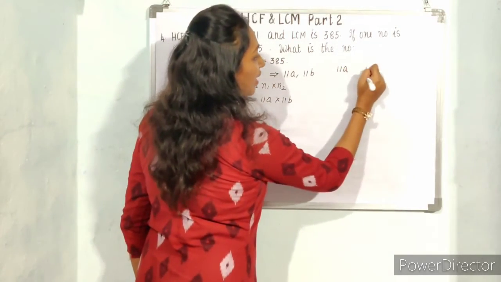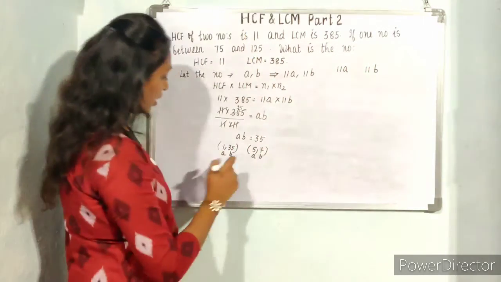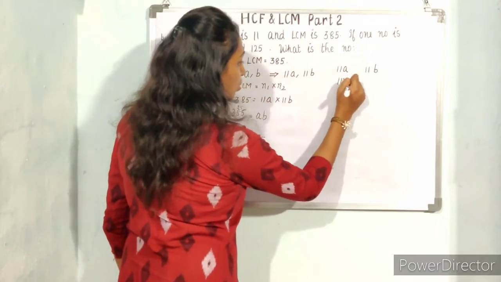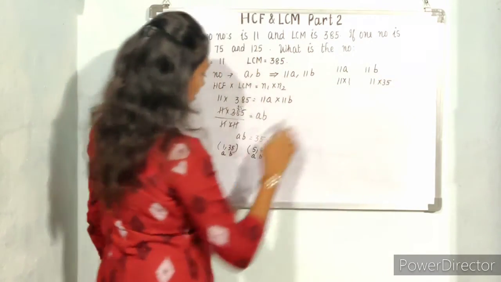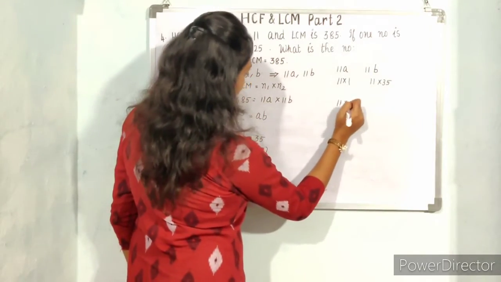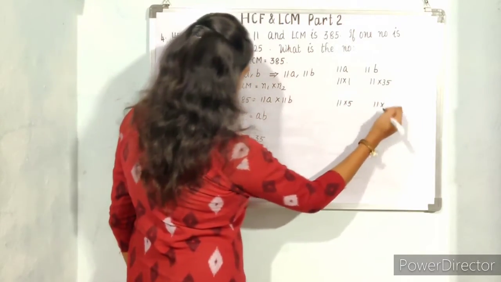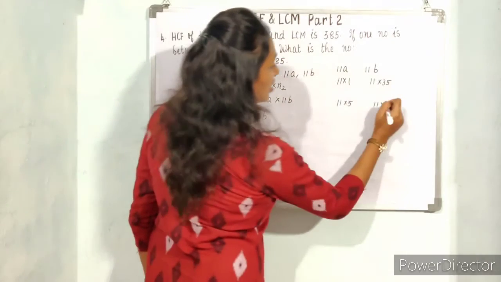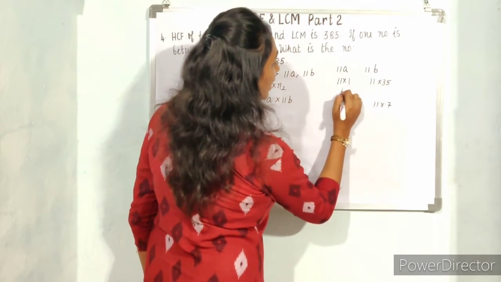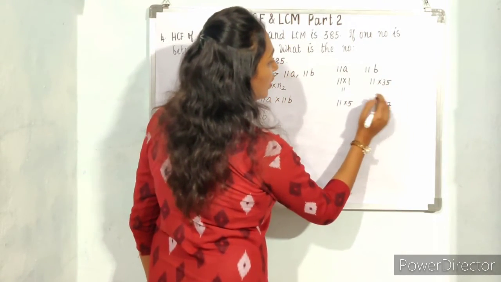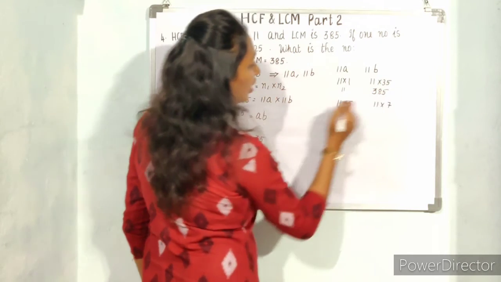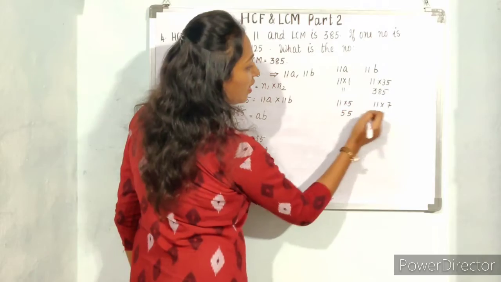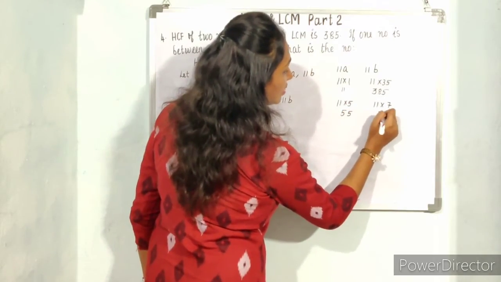So we have 11A, 11B. So 11 into 1 and we have 11 into 35. And the next is we have 11 into 5 and we have 11 into 7. So 11 into 1 will get it as 11 and 11 into 35 will have 385. 11 into 5 we have 55 and 11 into 7 we have it as 77.